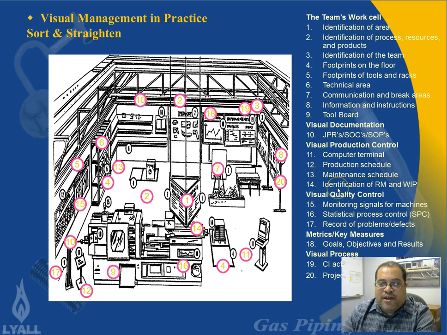You want to identify all the raw material and work in process. That's critically important for most people's quality system. You should never have unidentified parts in a work area, or not having the status of the parts identified.